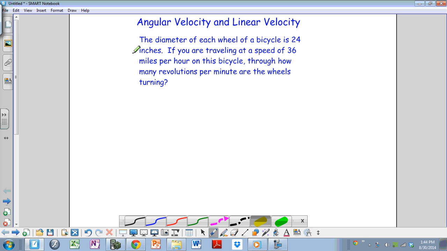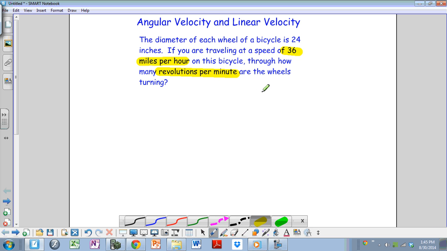This particular problem is asking us to relate angular velocity, revolutions per minute, how quickly the bike's wheels are turning. Revolutions is asking how many times it makes one complete turn in a minute. So it's asking us to relate this angular velocity to this linear velocity, 36 miles per hour. The way we typically describe speed in traveling objects is linear velocity, because it's telling you how far, using a linear measurement of miles, something is going in a given amount of time.